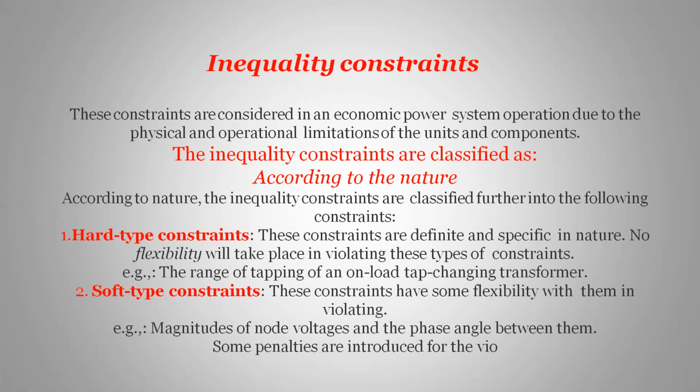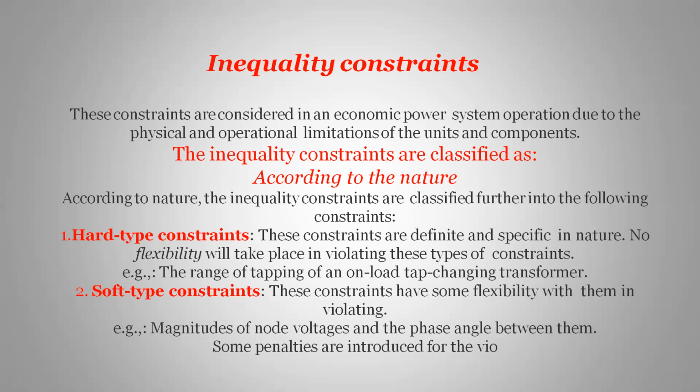We have already seen on-load tap changing transformers. So these come under hard type constraints. Example: the range of tapping of an on-load tap changing transformer. Next, soft type constraints.